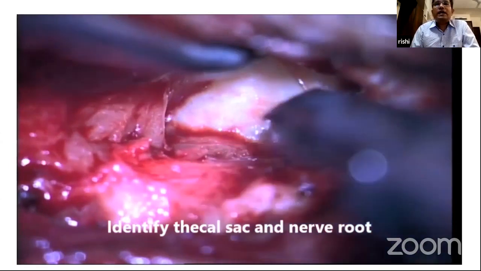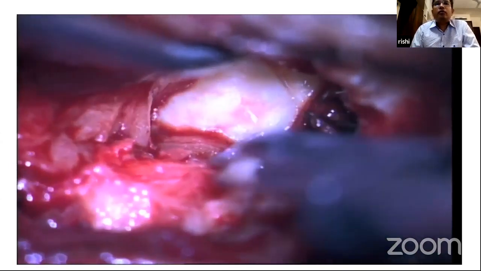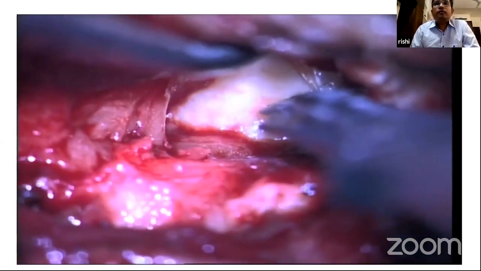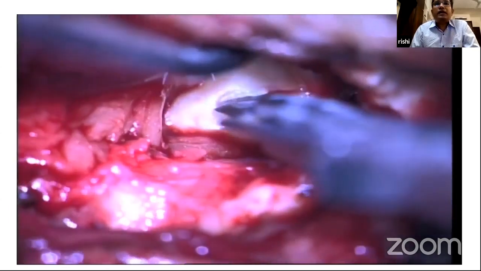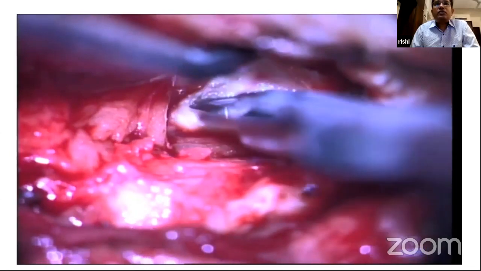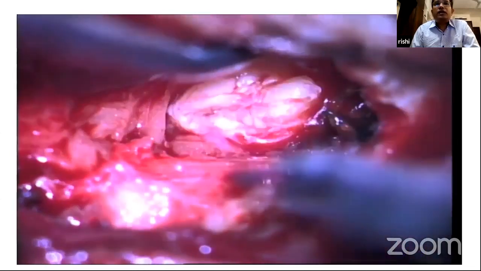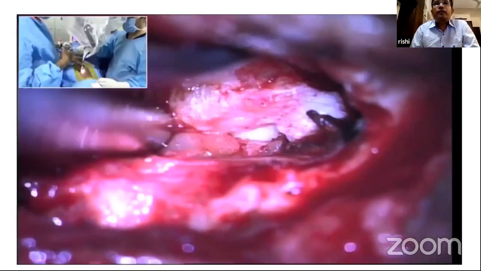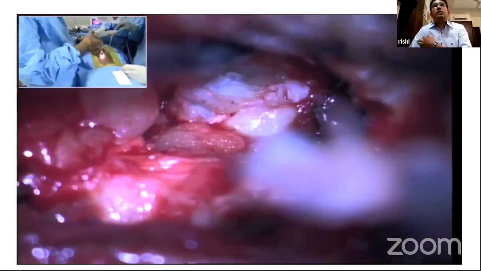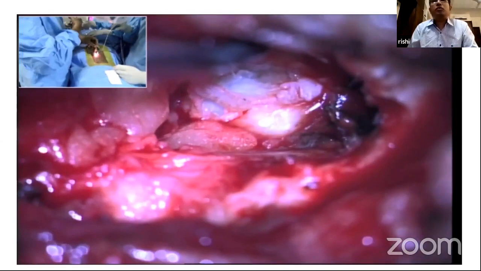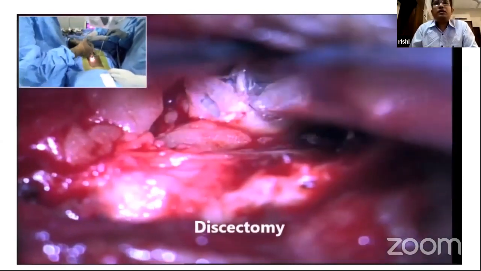Now I'm going to incise the annulus along the line of the nerve root. So this is the contained herniation. So we have to incise the annulus to retrieve the herniated fragment. So we can see the fragment coming out. And we use a small pituitary forceps to remove the sequestrated fragment. So we removed one fragment. We can see more fragments coming out.